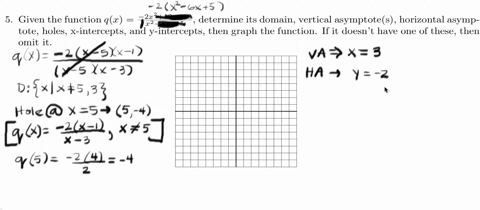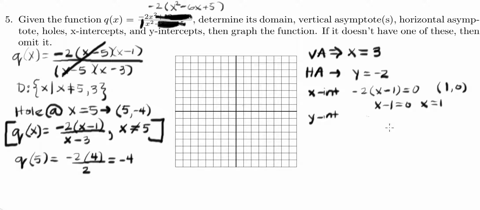Next, x-intercepts and y-intercepts. X-intercept is when you set the function equal to 0, or you can set just the top equal to 0. I'll do the whole thing. So the x-intercept, I guess the shortcut would just be when the top, negative 2 times x minus 1, is equal to 0. The negative 2 is going to cancel out, and we get x minus 1 equals 0, which means x equals 1. So our x-intercept is going to be at 1, comma 0. Next, the y-intercept. So the y-intercept is when you plug 0 into the function.